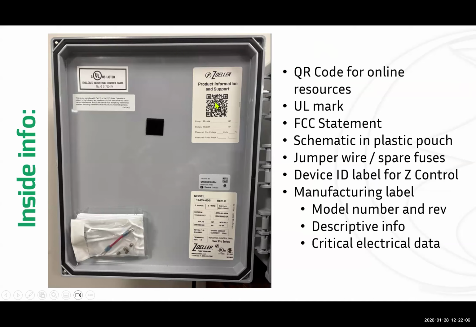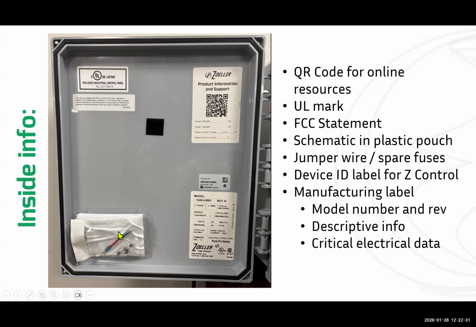The QR code is going to link to our resource page on the internet. The next slide will talk more about that, as well as the bottom of that sticker, which allows you during a startup to record some information that's really important to record. So that's right in here. There is the CUL mark in here. There's an FCC statement, just regarding electrical interference.